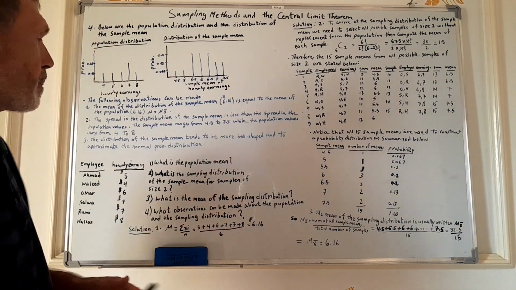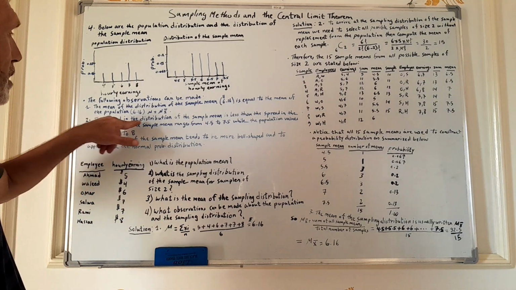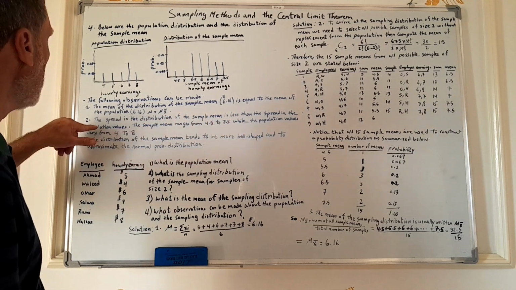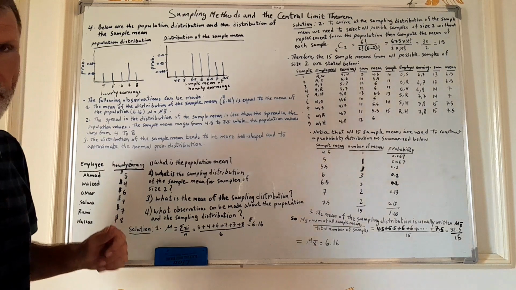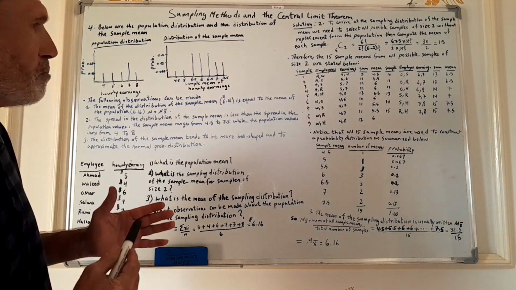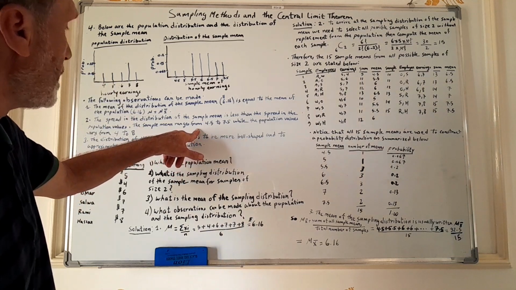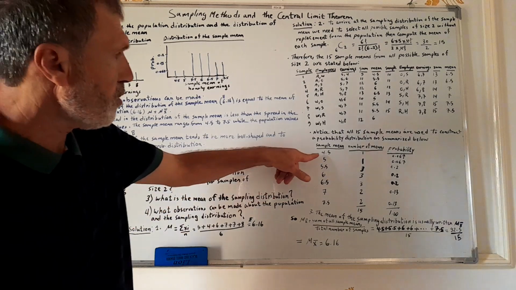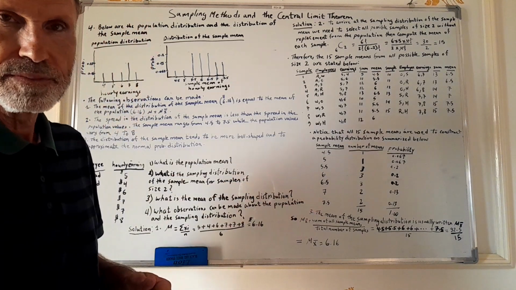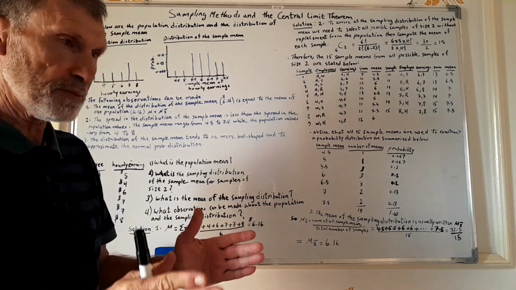It's 6.16, which is the same as the mean of the sample means. They are equal. Now, the spread in the distribution of the sample mean is less than the spread in the population values. As you can see, the sample mean ranges from 4.5 to 7.5. It has a narrower spread than the population distribution.